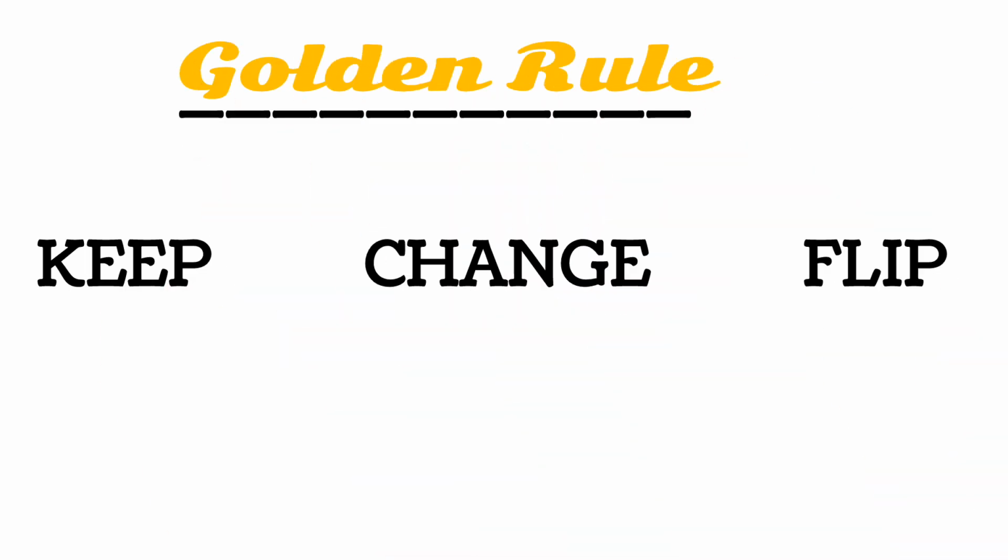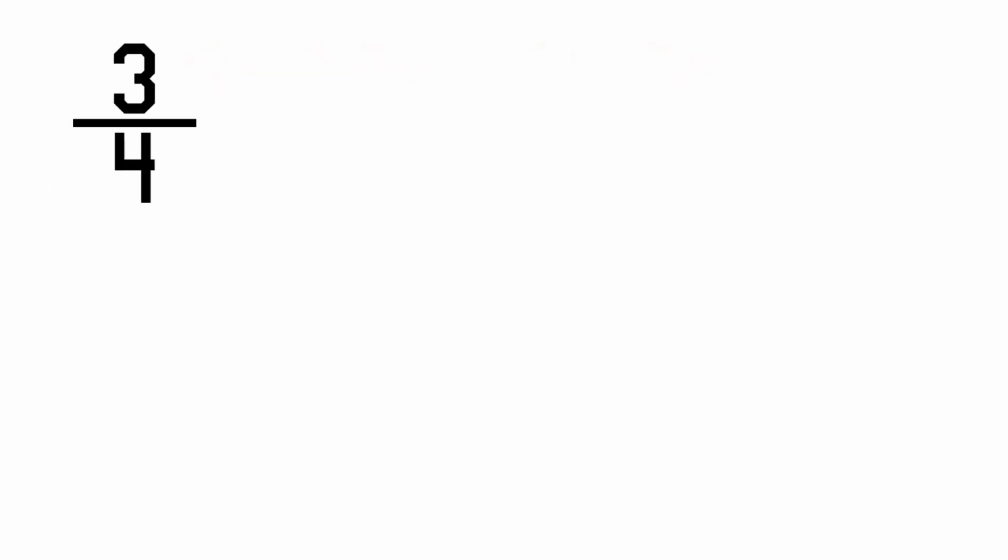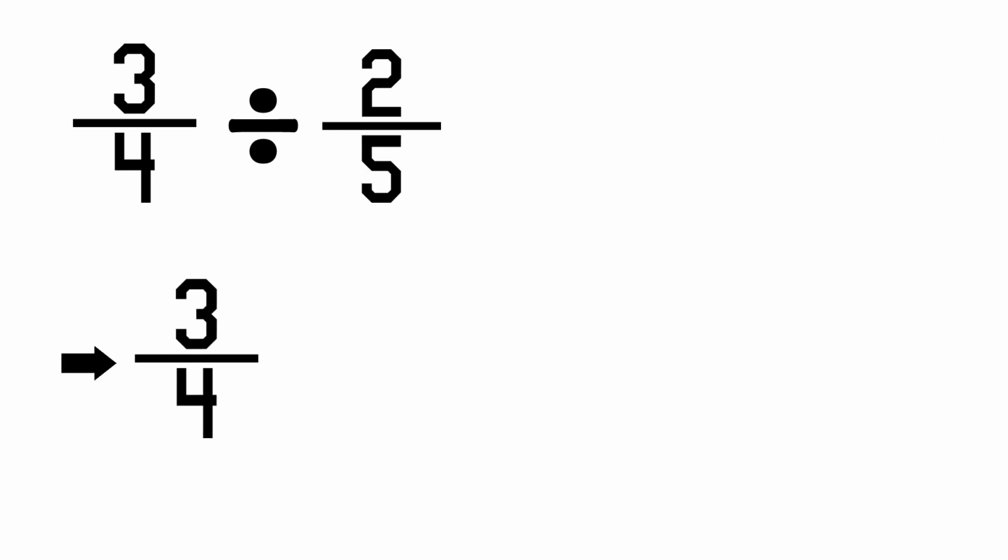To divide fractions, remember this rule: keep the first fraction, change the division sign to multiplication, and flip the second fraction. We keep the first fraction, change division to multiplication, and flip the second fraction.